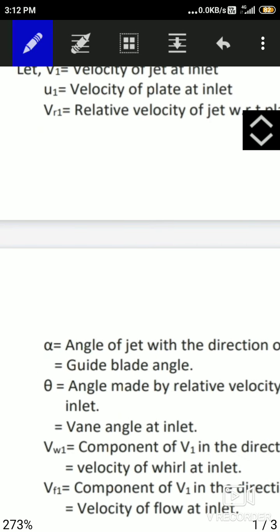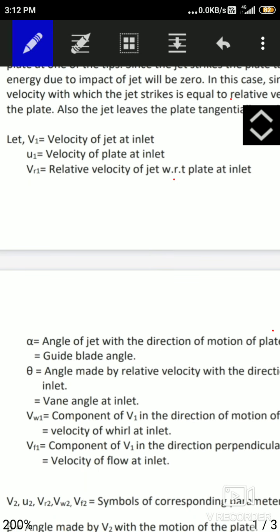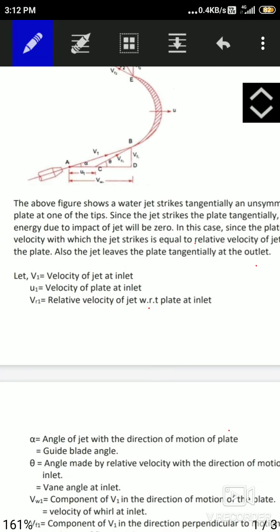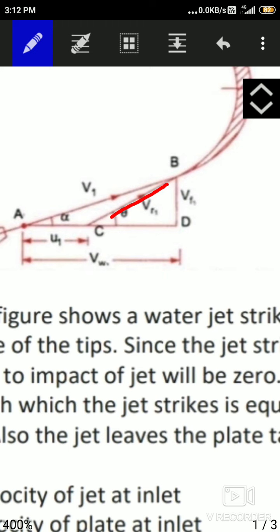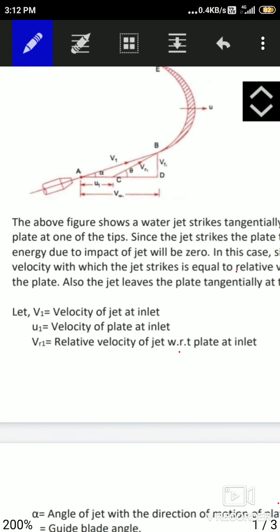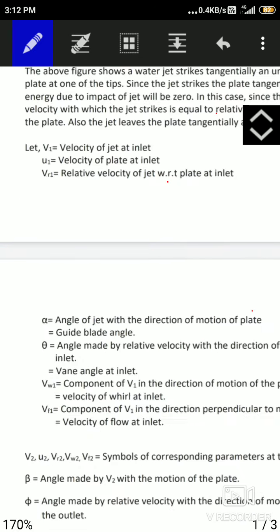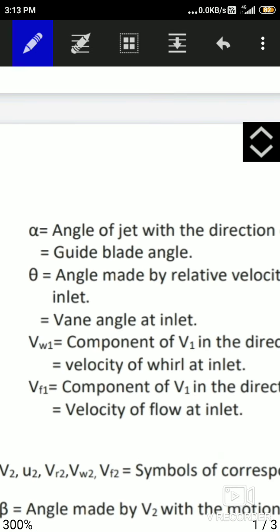Again, theta is the angle made by the relative velocity with the direction of the plate at inlet. That means the relative velocity VR1 makes an angle theta with the motion of the plate. Then VW1 and VF1, I have already told you: VW1 is the horizontal component of V1, VF1 is the vertical component of V1.